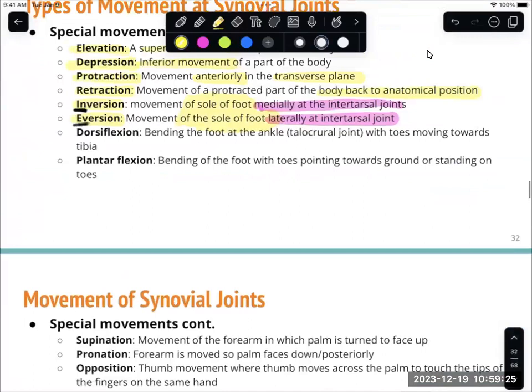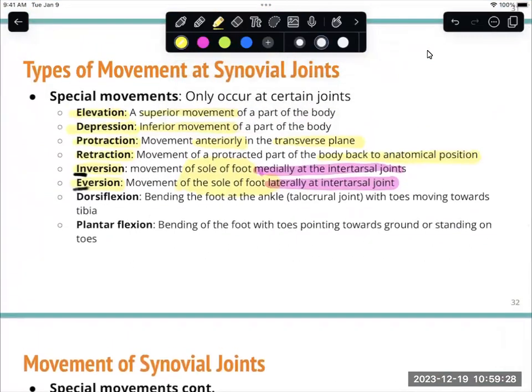The other one that is only done with the foot is dorsiflexion and plantar flexion. Dorsiflexion is flexing your foot up, moving your toes towards your tibia. Dorsiflexion got its name because when you flex that foot up, your toes up towards your shin, it looks like the dorsal fin of a shark, that fin that's on the top of a shark on the back. That's where that term came from.